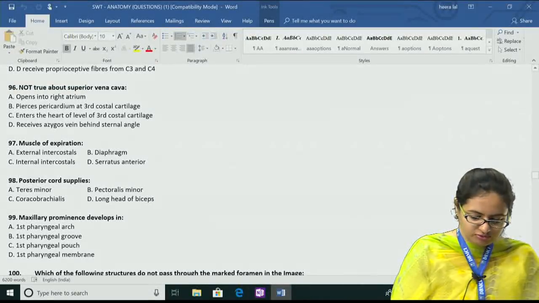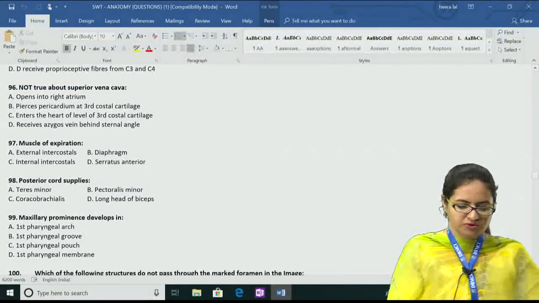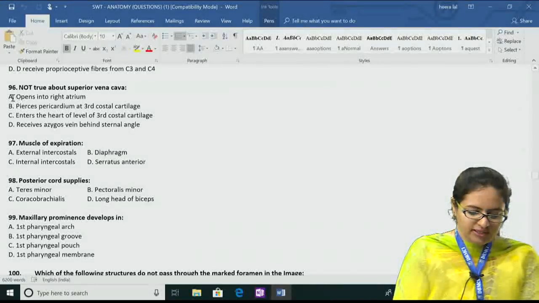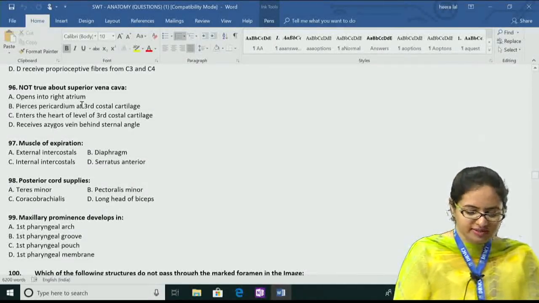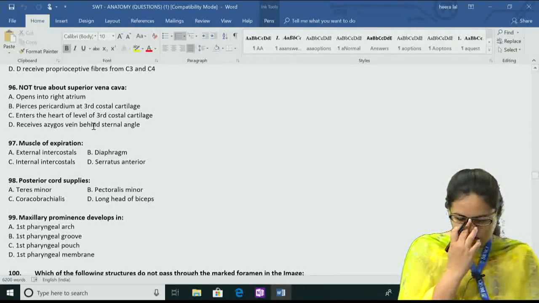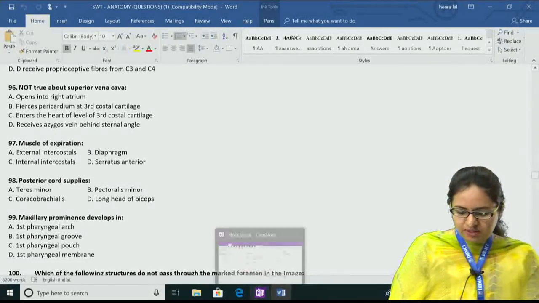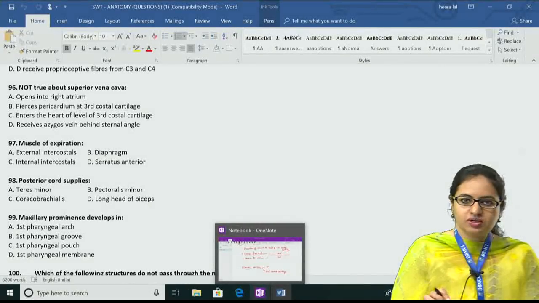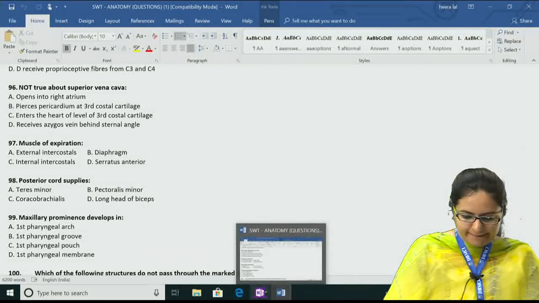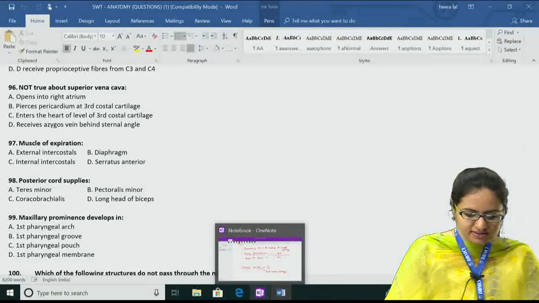If we see this question, it says what is not true about the superior vena cava. A, it opens in the right atrium, yes it opens. Then B, it pierces the pericardium at the second costal cartilage, so the B option is not correct. Then C, it enters the heart at the level of the third costal cartilage, correct. And it receives the azygous vein behind the sternal angle. This is also correct because the superior vena cava receives the azygous vein just before it opens into the heart, at the level of the sternal angle. So the answer for question number 96 is B.